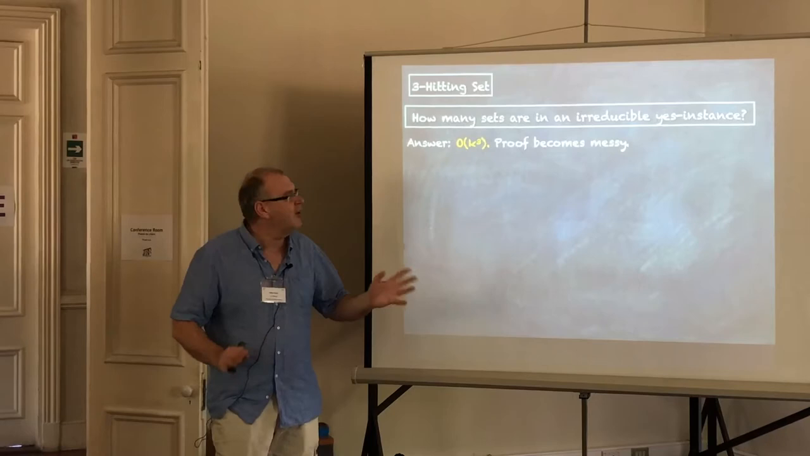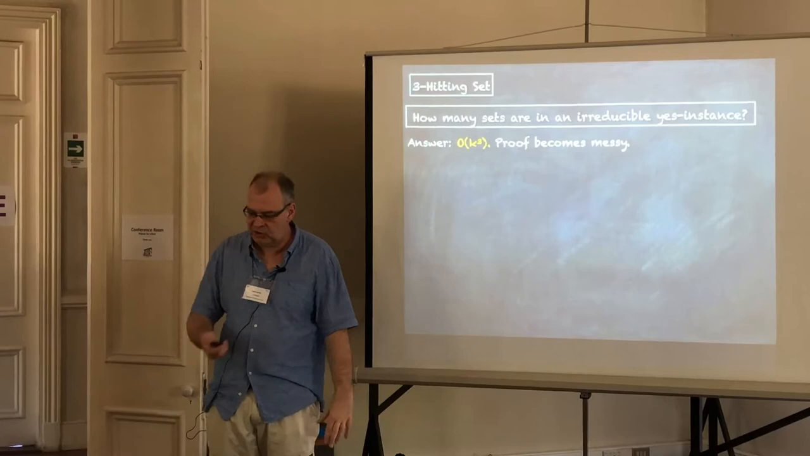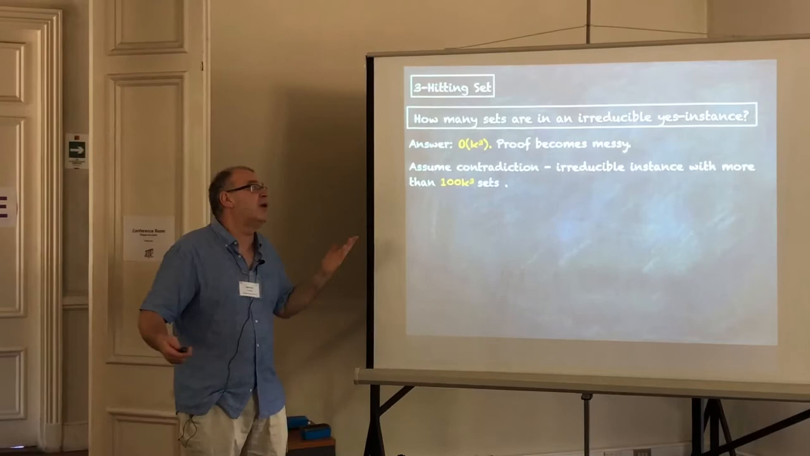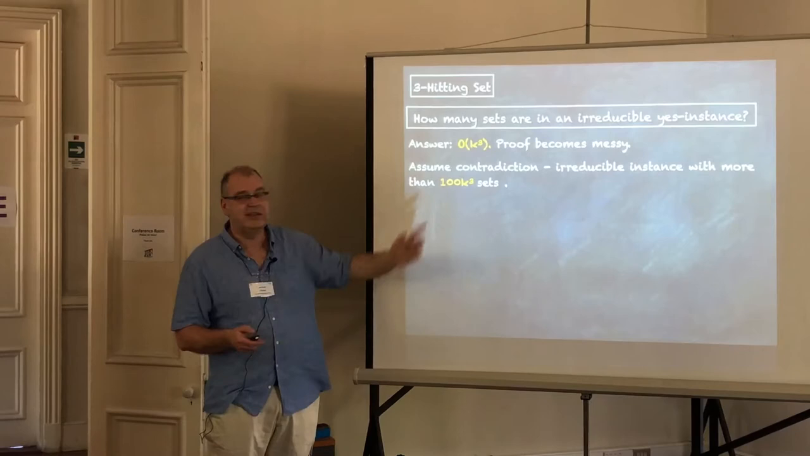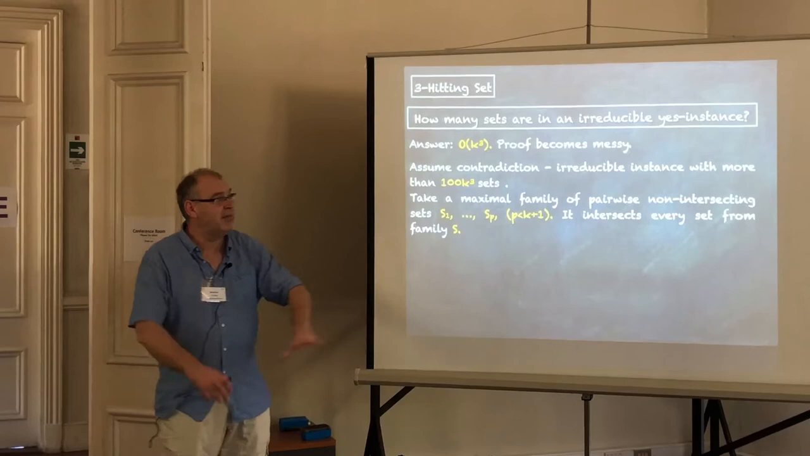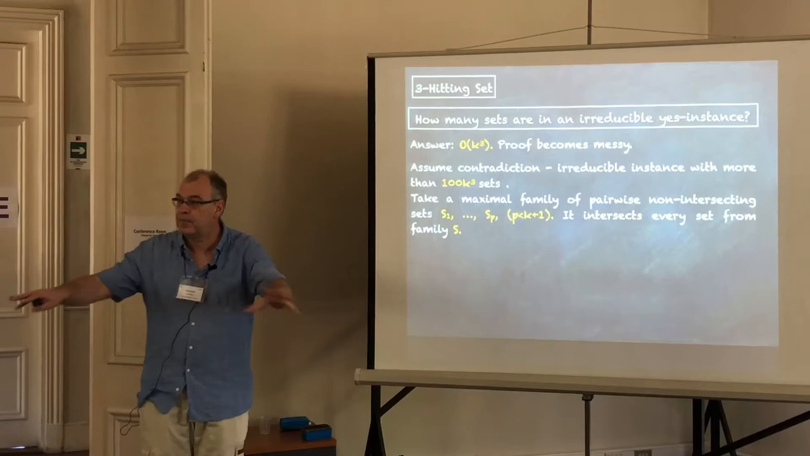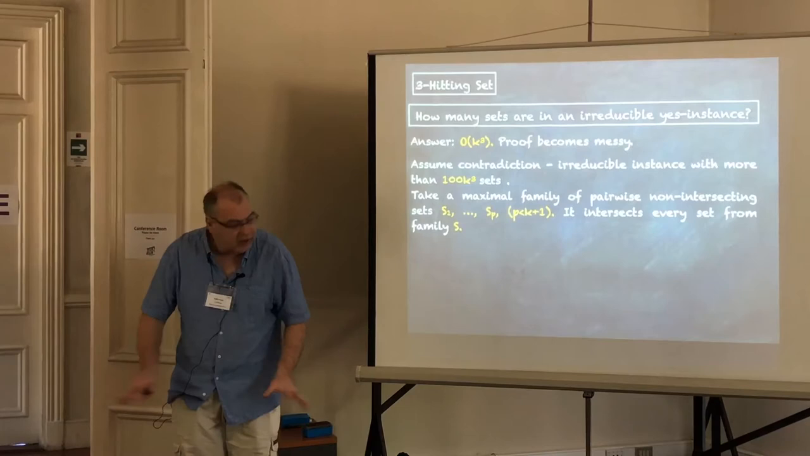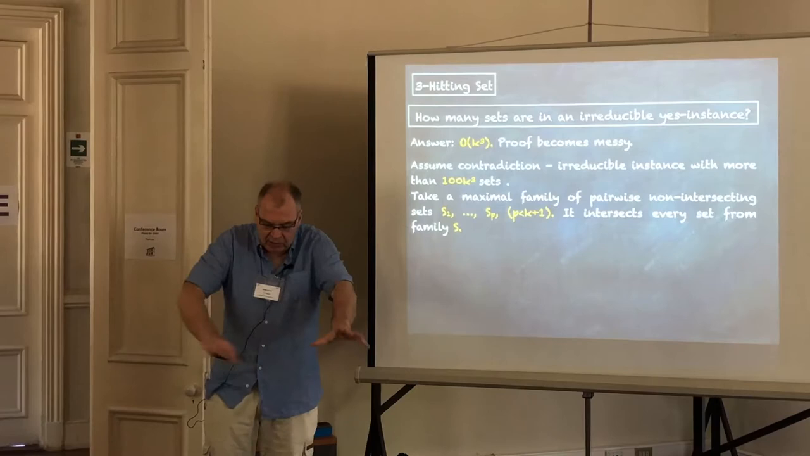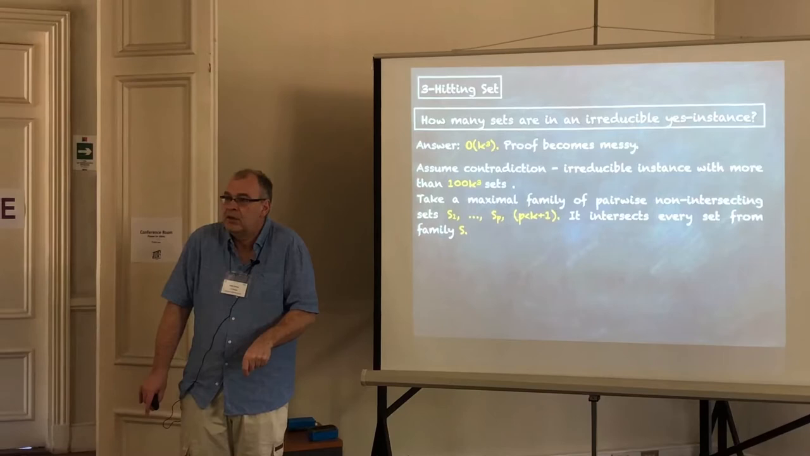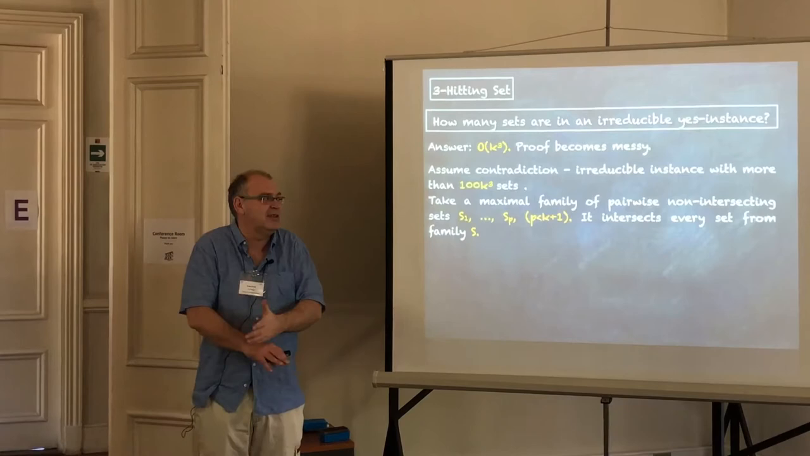So once again, I have a reducible instance, and I want to estimate how many sets it has. I claim it is of the order of k cubed. Why? Suppose I have an irreducible instance with more than 100 k cubed sets, where 100 is just some big number. I take a maximal family of pairwise non-intersecting sets. First of all, I claim that the size of this family should be at most k plus 1, because if I have more than k plus 1 non-intersecting sets, to hit each of them I need another vertex, so I need at least k plus one vertices. If I found such a family, I can say no for sure: this is not a yes instance.